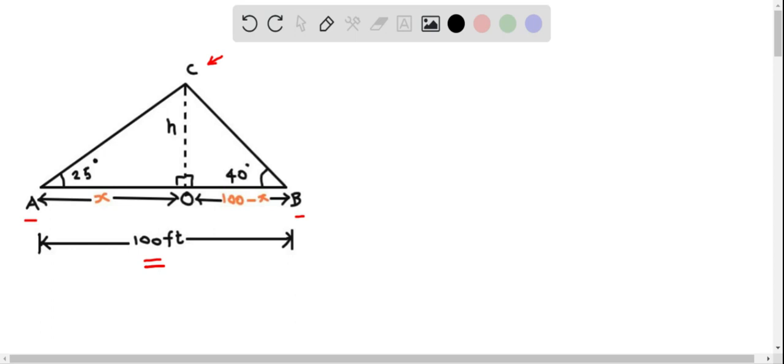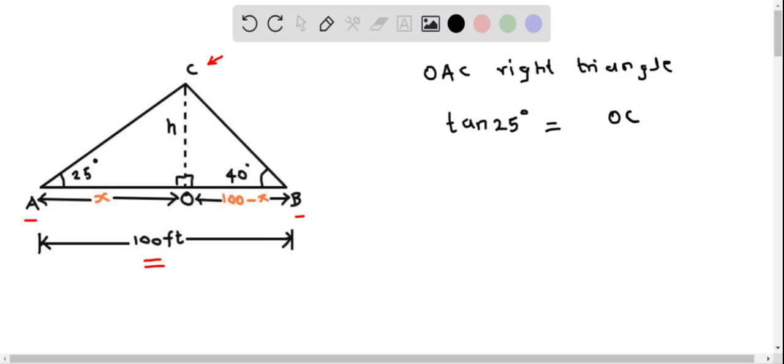So first let's consider one of the right triangles, OAC. In this triangle, we apply the trigonometric ratio, that is the tangent of 25 degrees, and this is equal to opposite side by adjacent side. The opposite side to angle 25 is OC and the adjacent side to angle 25 degrees is OA.